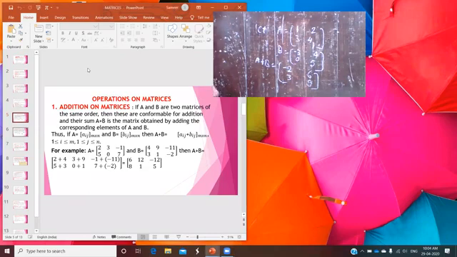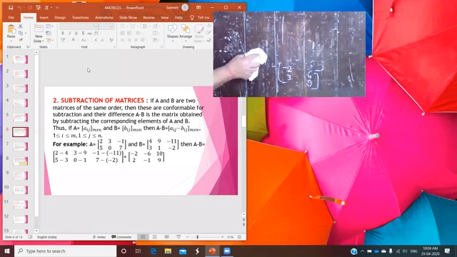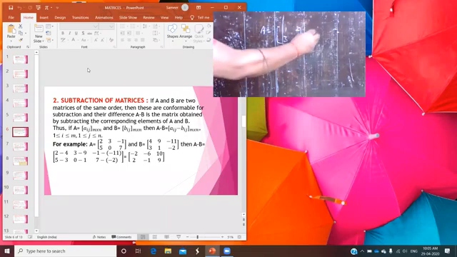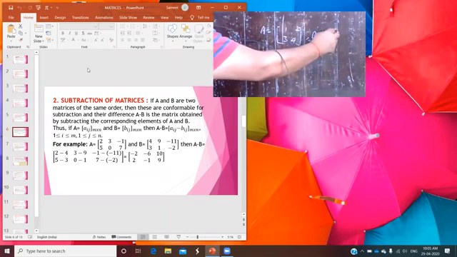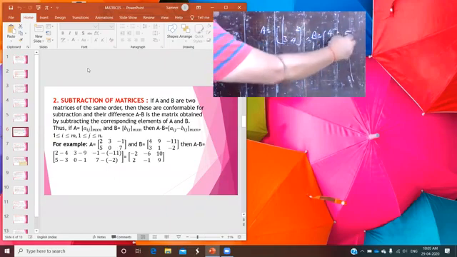Subtraction of matrices. If you want to subtract two matrices, you have the same condition: the orders of the two matrices must be the same, and you have to subtract the corresponding elements of the matrices. Suppose for example we take the same A matrix, 1 2 3 4, and B matrix is given as 4 5 0 and -1.